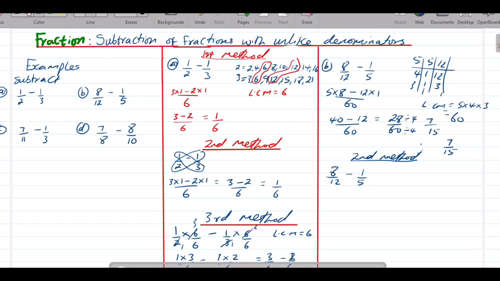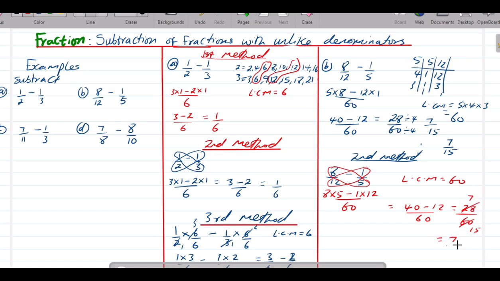So I'm going to use the butterfly method now by multiplying the fractions diagonally. Don't forget we've already determined our LCM earlier, which is 60. So I'll be having my 60 now. 8 times 5 minus 1 times 12. So 8 times 5 is 40 minus 12 over 60. 40 minus 12 over 60 is 28 over 60. So what can I use to reduce this number to the smallest value? 4. 4 into 28 is 7, 4 into 60 is 15. So my final answer is going to be 7 over 15.